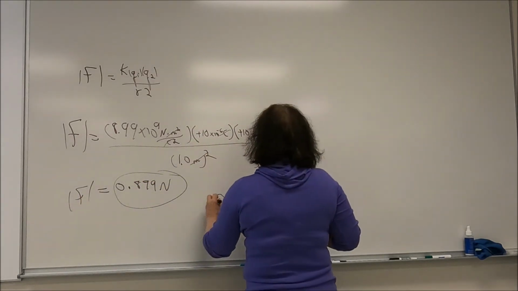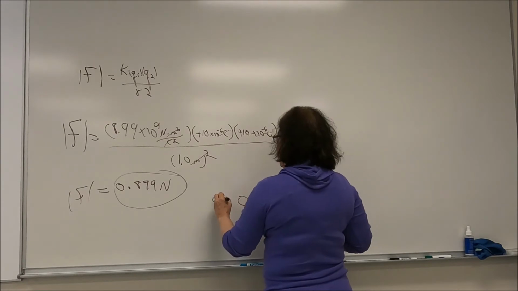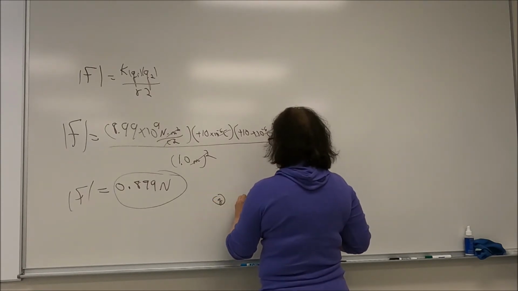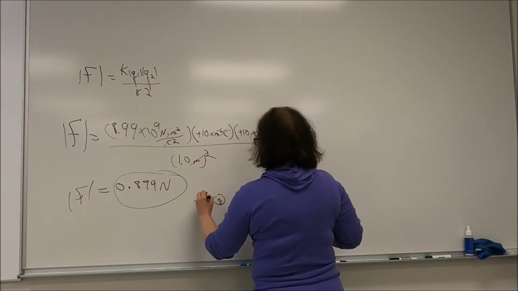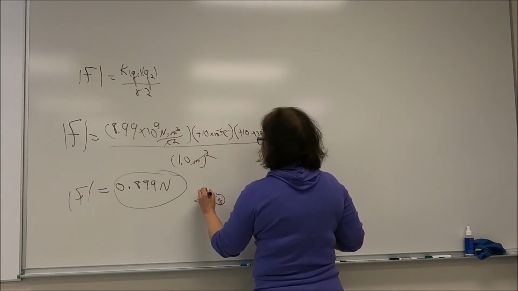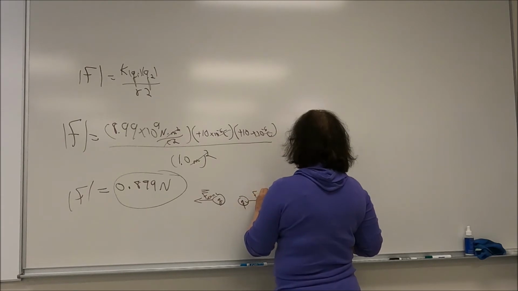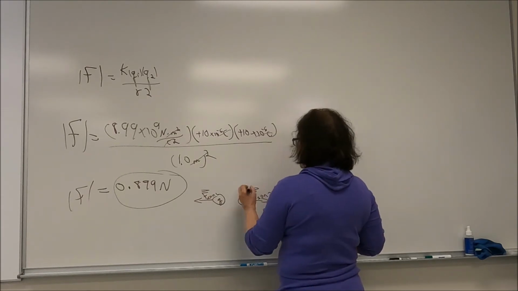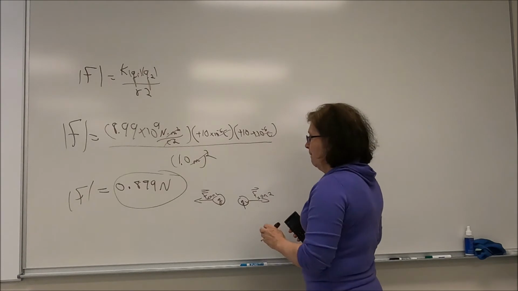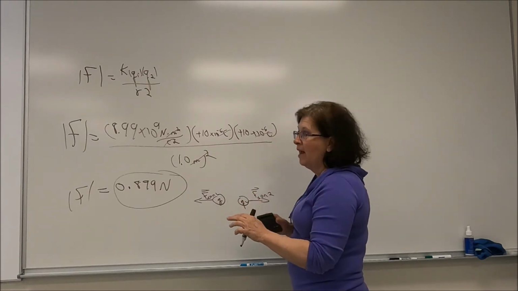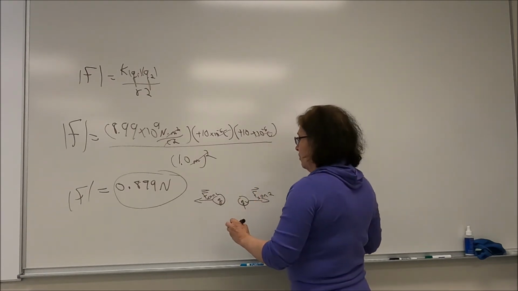Now, since these are like charges, Q1, Q2, the force of 2 on 1 is going to be in that direction. The force of 1 on 2 is going to be in this direction. They both experience the same magnitude force, they just point in opposite directions.